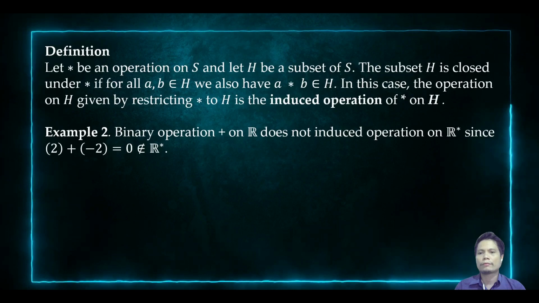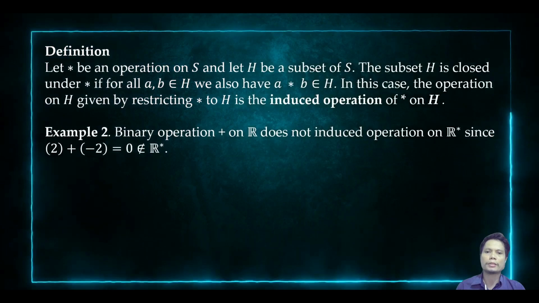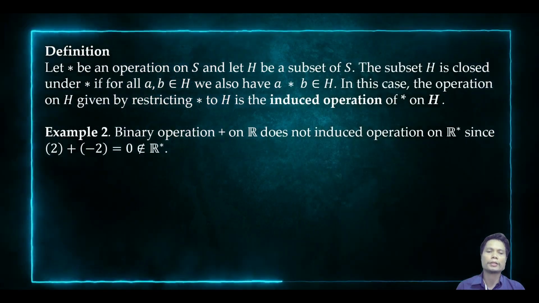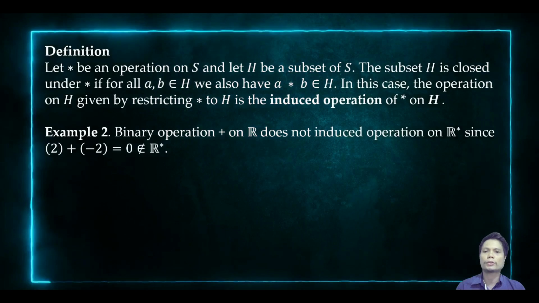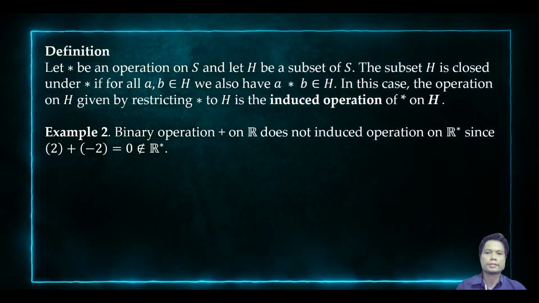Let us consider example number 2. Binary operation addition on the set of real numbers does not induce an operation on the set of non-zero real numbers, since 2 plus -2 is equal to 0, which is not an element of non-zero real numbers.